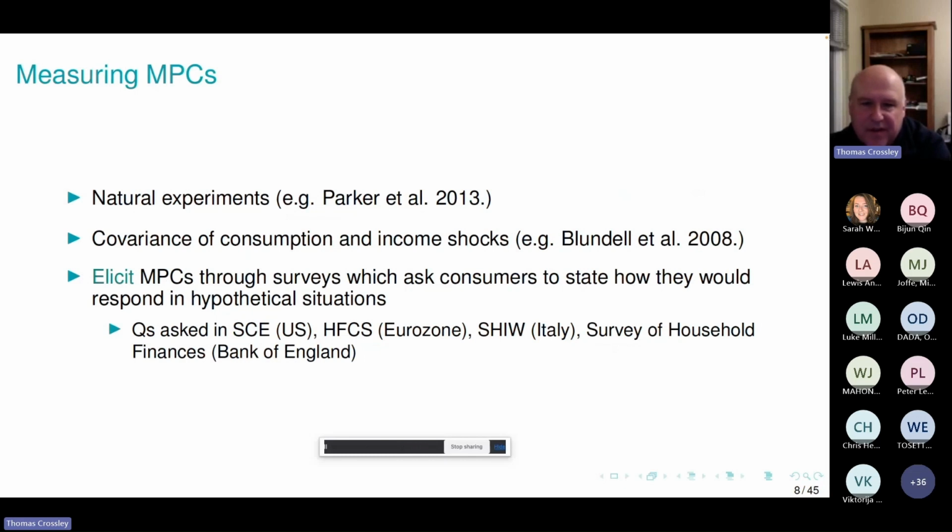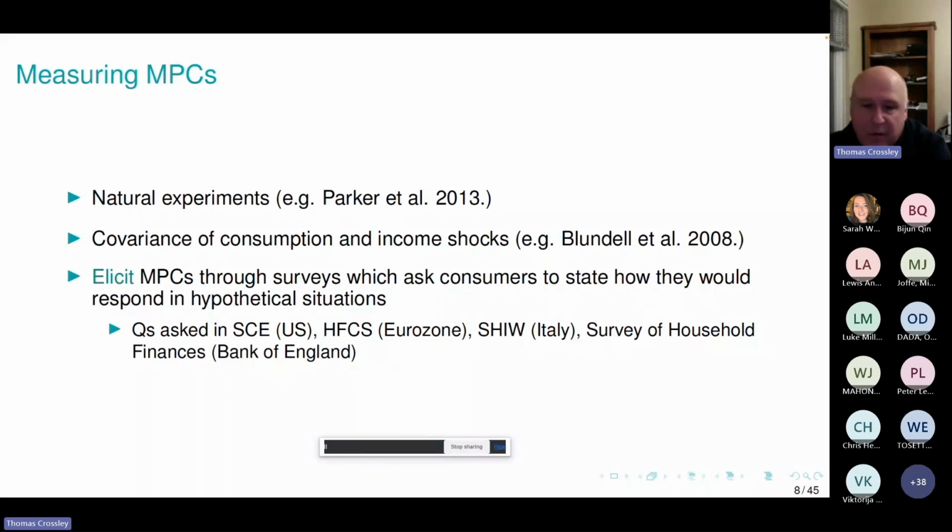There are papers, and here I'm just giving seminal examples, based on natural experiments such as tax refunds. There are papers that try to use covariance restrictions on panel data on income and consumption to back out what the marginal propensity to consume is. But there are also now a large number of studies that try to elicit MPCs through surveys, which ask consumers to state how they would respond in hypothetical situations. So we present consumers with a hypothetical windfall, some transitory income, and ask them how they would change their spending, or a hypothetical loss, some transitory loss of income, and ask them how they would change their spending.